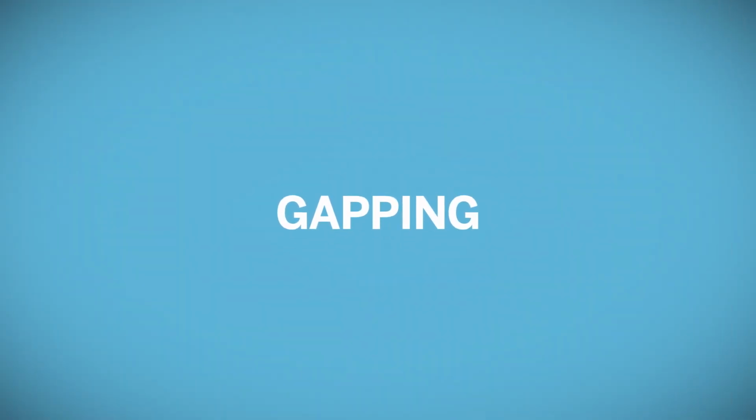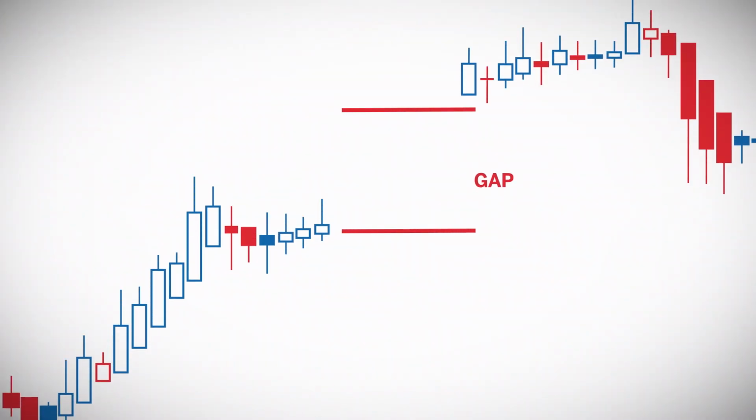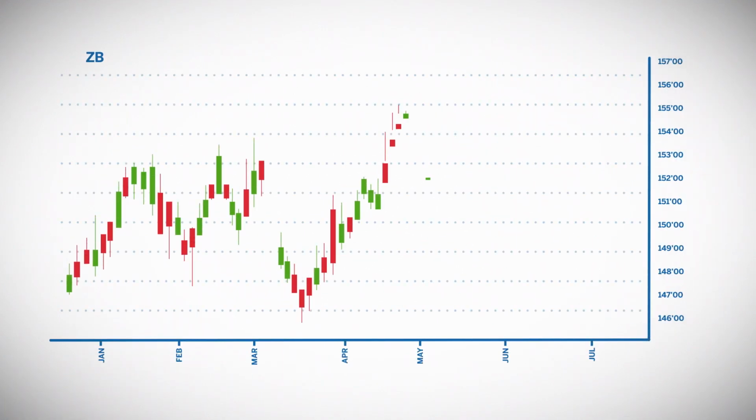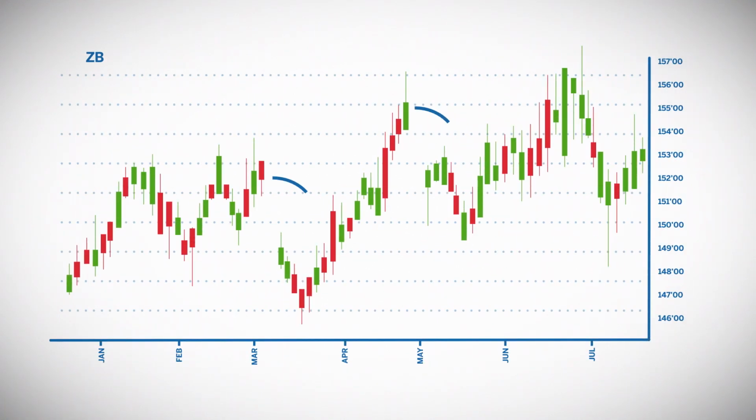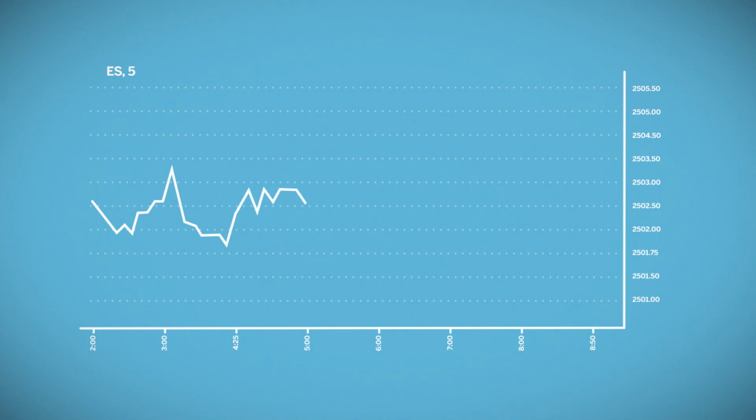Gapping is another signal that traders will look for. Candles that gap above or below the previous candle are an indication that there is momentum in the trend. For example, the ZB 30-year Treasury note contract gapped down twice in this daily chart and continued to push down after the gap.